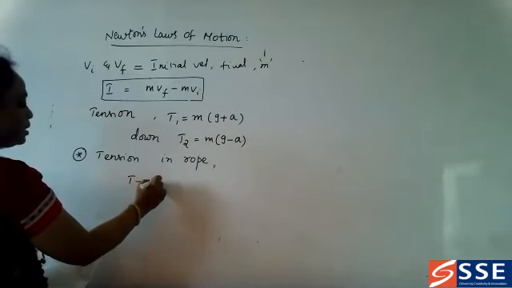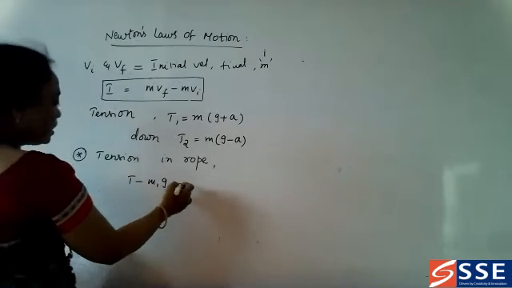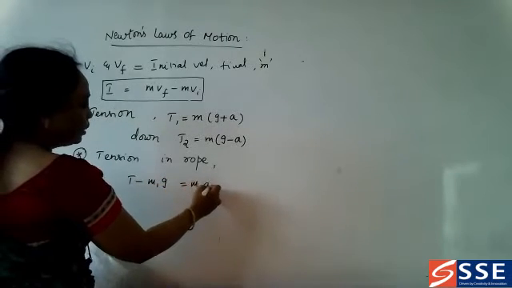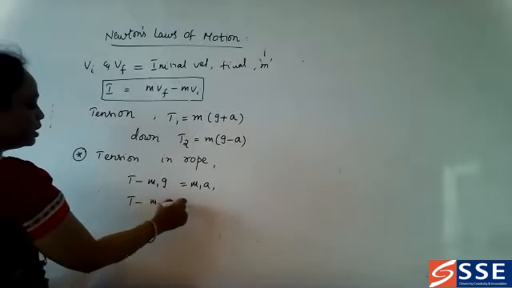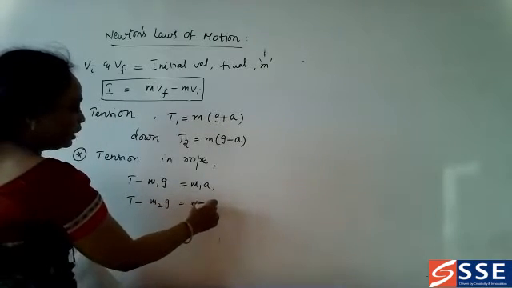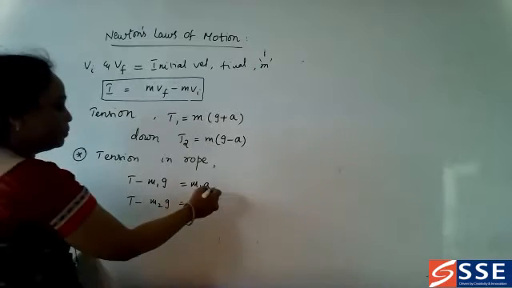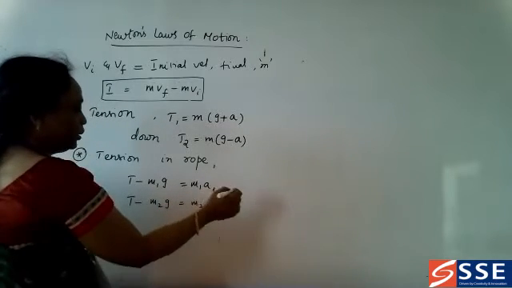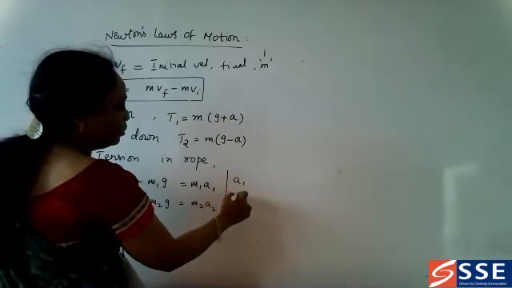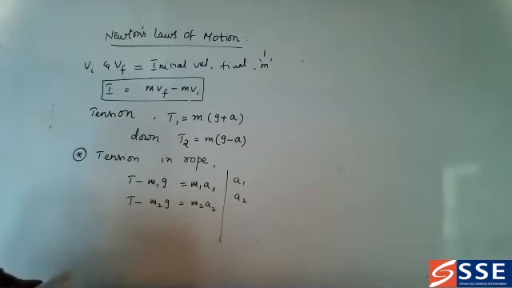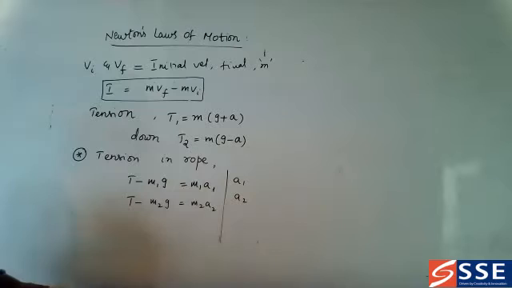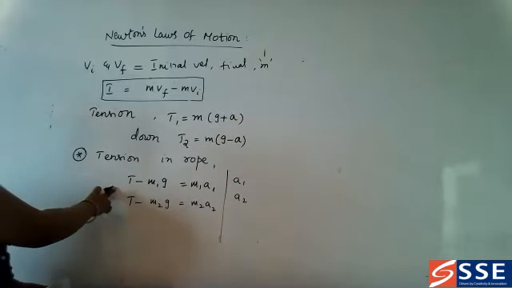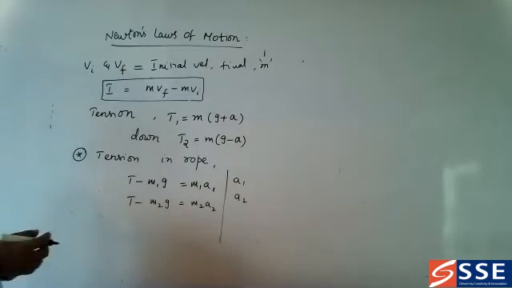Means T minus M1 into G is equal to M1 into A1, and similarly T minus M2 G is equal to M2 into A. So here, suppose you are taking the accelerations A1 and A2, where A1 and A2 are the accelerations, M1 and M2 are the two masses, G is the acceleration due to gravity, and T is the tension in the rope. So these are some of the important formulae regarding Newton's laws of motion.